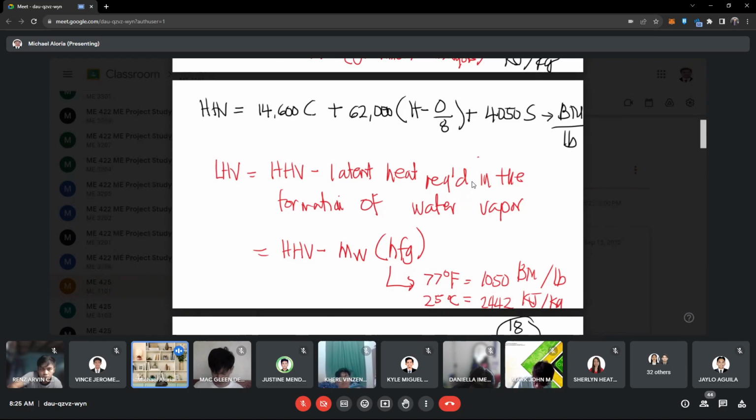You're going to take a look at your steam tables. You will see the Hg and the Hf. You get the difference that serves as your Hfg. Now, we have the value of Hfg at 25 degrees Celsius and 77 degrees Fahrenheit. If you are using English units, then you will be using 1050 BTU per pound as your Hfg. While if you are in the SI units, then you will be using 2,442 kilojoules per kilogram. So 25 degrees Celsius is equivalent to 77 degrees Fahrenheit.